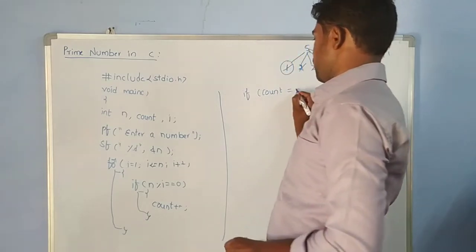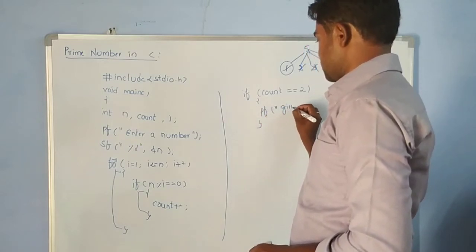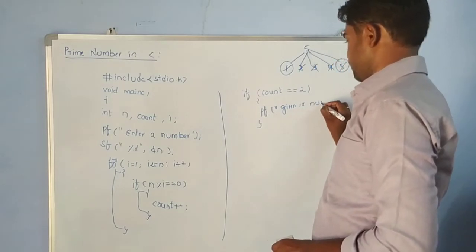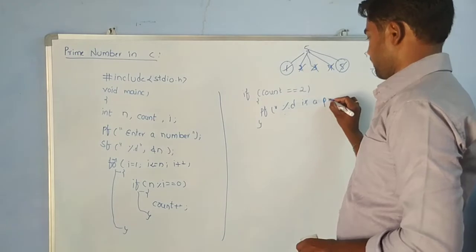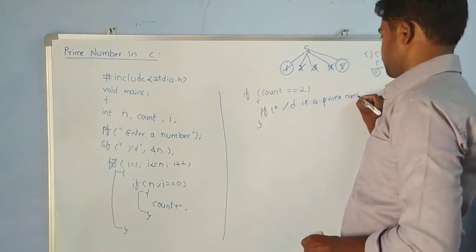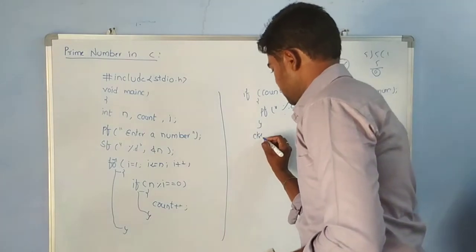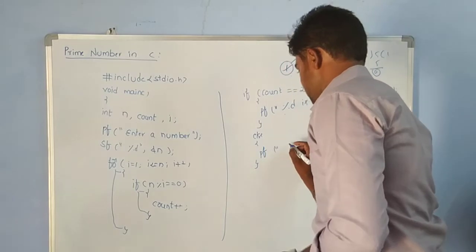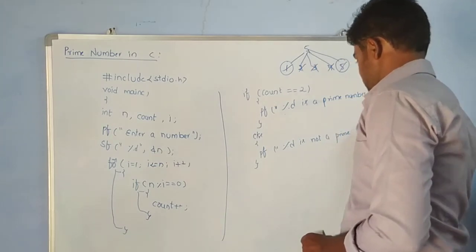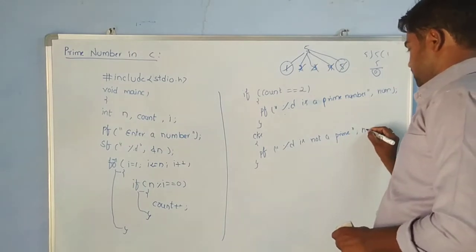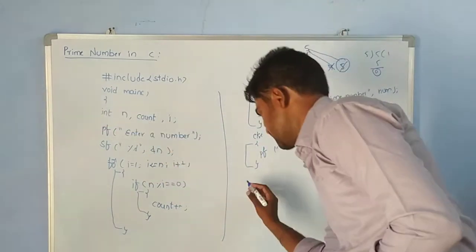count equal to 2, then we can print the given number is prime: printf "%d is a prime number", then print the number. Else, suppose the count is not 2, then we print printf "%d is not a prime", then the number. So this is the if block, this is the else block, and then we close the main block here.